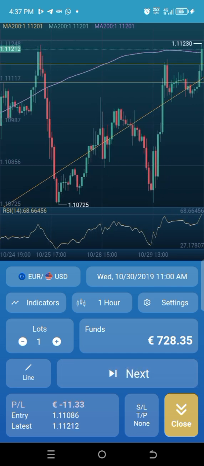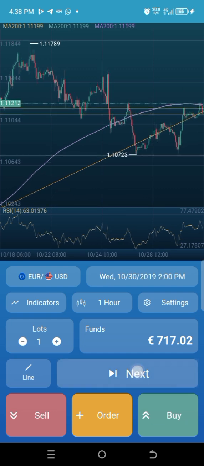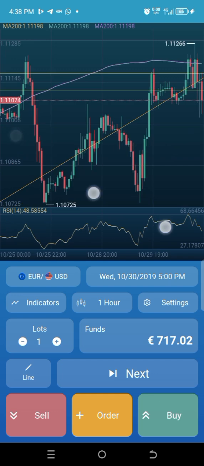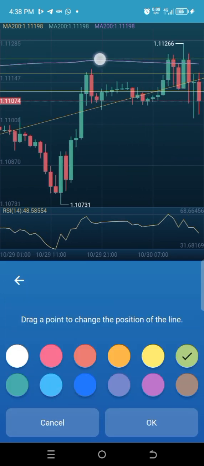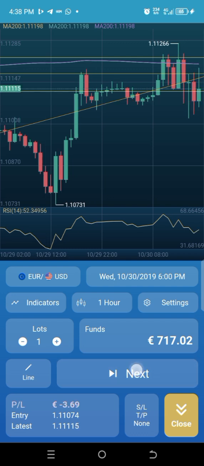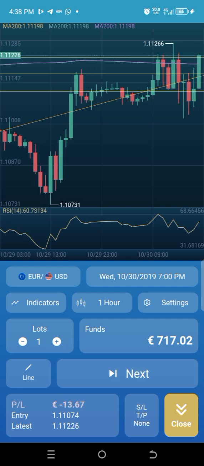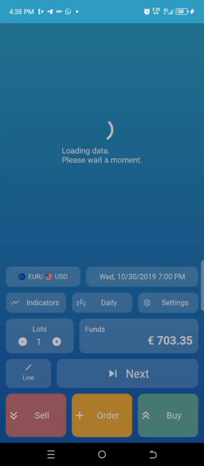Almost out. I'm out. Negative 11. One more trade to go. Yep. A sell. Stop loss around here. Let's see. And I'm out. Negative 13. Let's wait for price to leave this area.